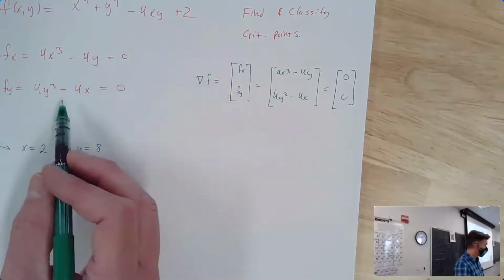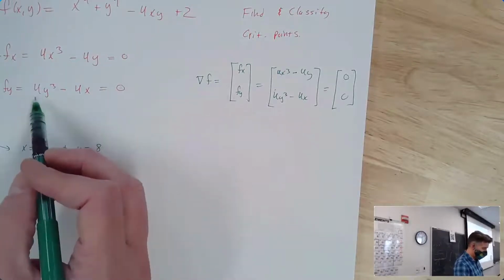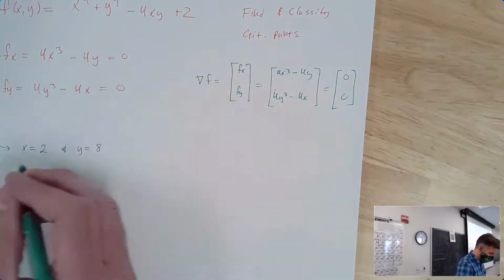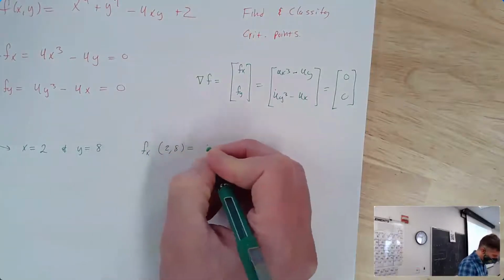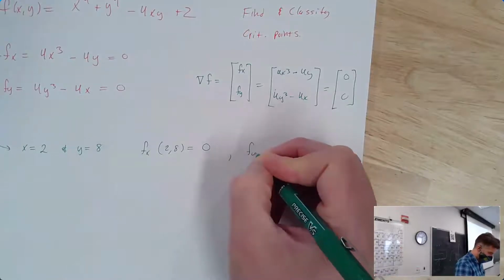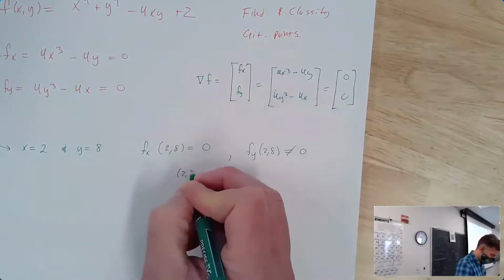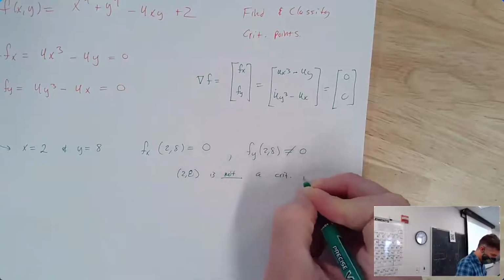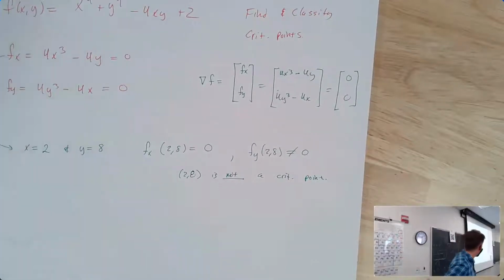Does that work for the second one? If x is 2 and y is 8, you're going to get a really big number, 4 times 8 cubed minus 8, which is not 0. So fx at 2, 8 is 0, but fy at 2, 8 is not. So 2, 8 is not a critical point. We are looking for the points that make both fx and fy 0 at the same time.